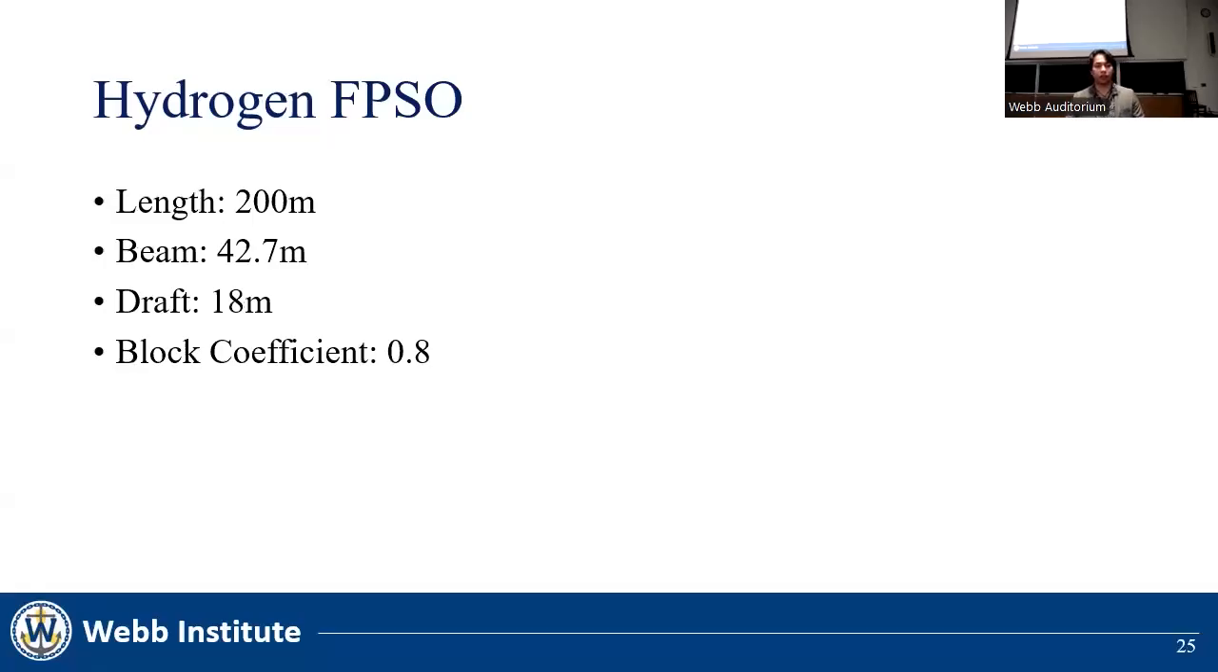So the particulars of the hydrogen FPSO are as follows. It has a length of 200 meters, a beam of 42.7 meters, and a draft of 18 meters. These dimensions were chosen to accommodate all of the system's components on its main deck. A block coefficient of 0.8 was chosen, as this reflects what is typical for tanker vessels.